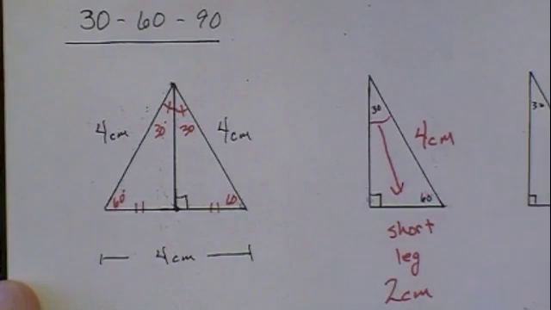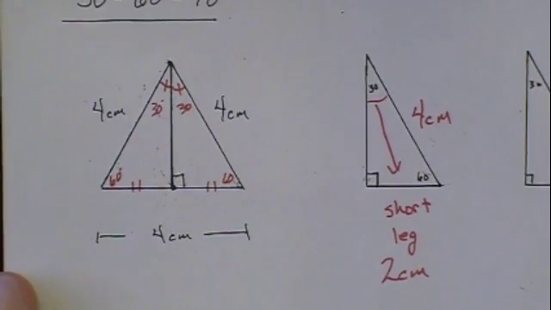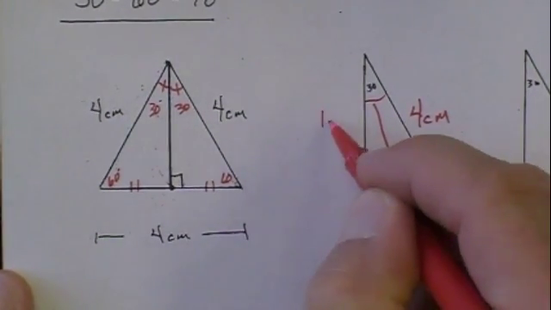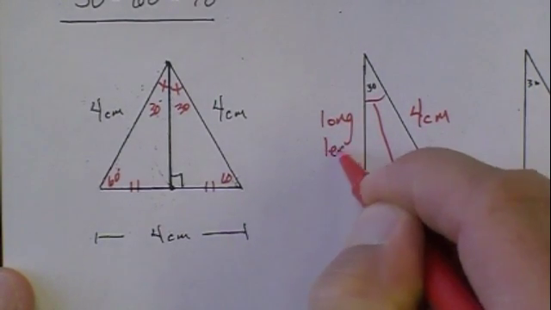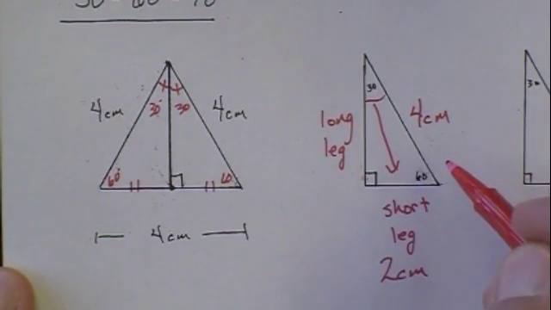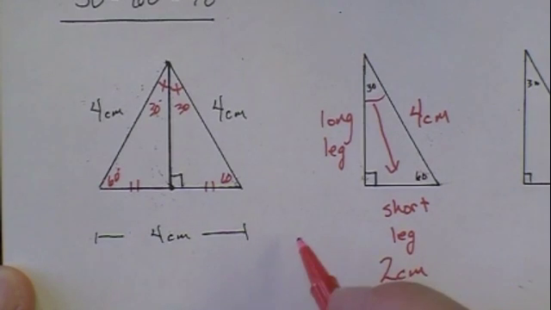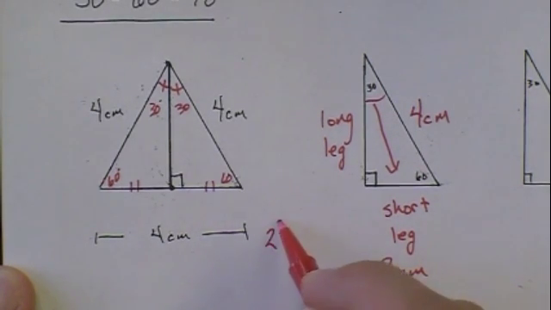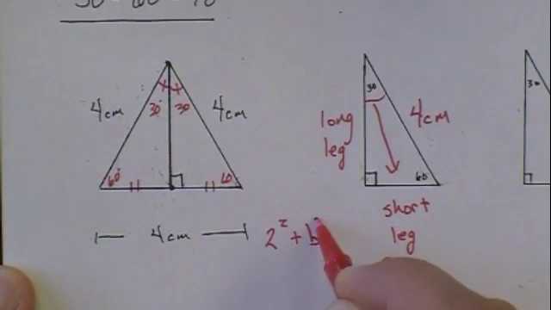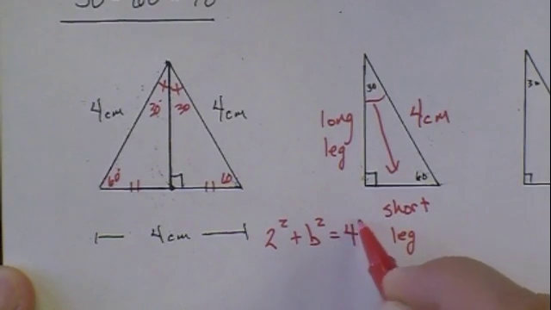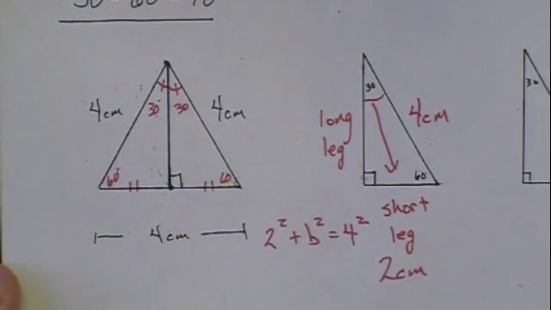Now we can use Pythagorean theorem to find what we will refer to as the long leg. The long leg is always opposite the 60 degree angle. So if we use Pythagorean theorem, we could say 2 squared plus b squared is equal to 4 squared. And now we solve for b.